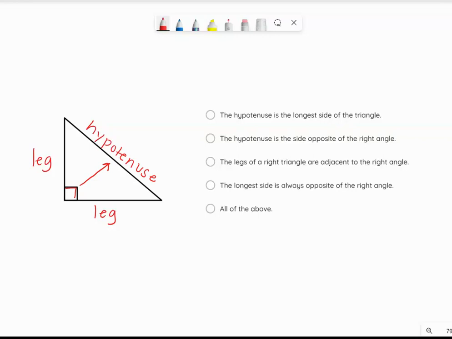It says the hypotenuse is the longest side of the triangle. That is in fact correct. The hypotenuse is the side opposite of the right angle. We just talked about that in labeling the hypotenuse, so that is also correct.